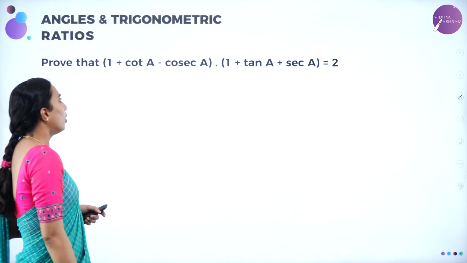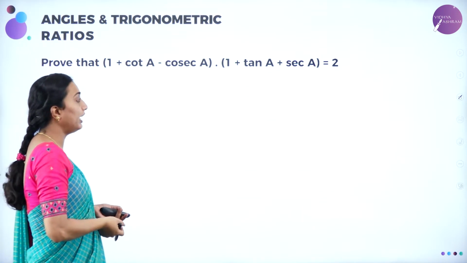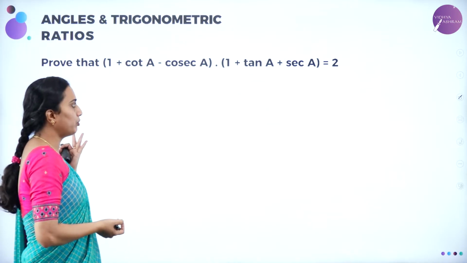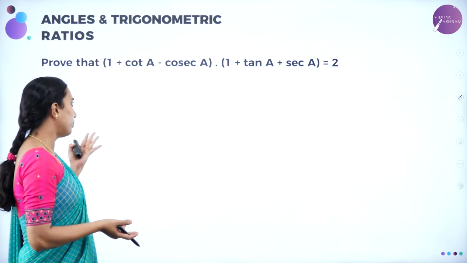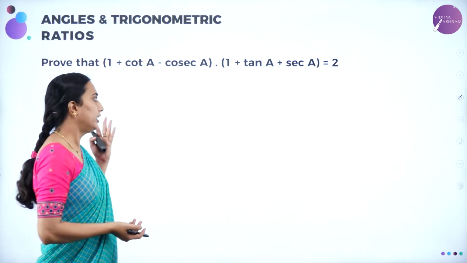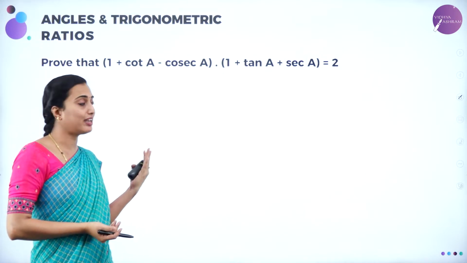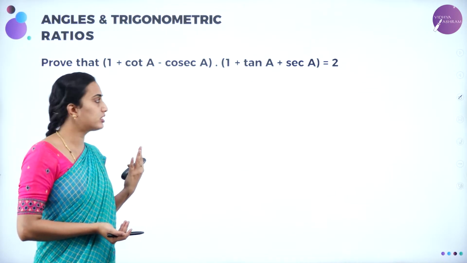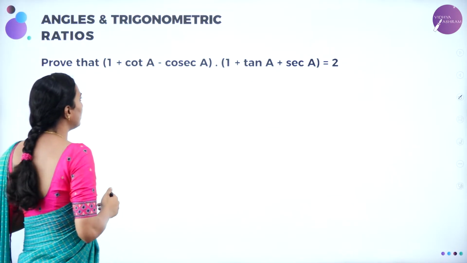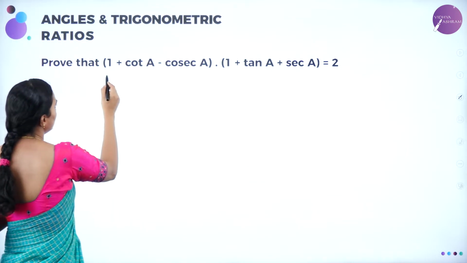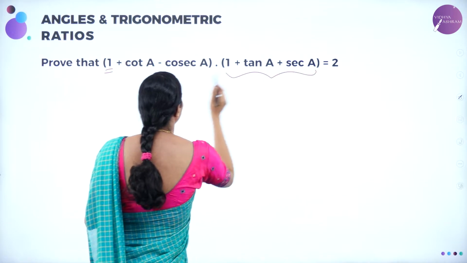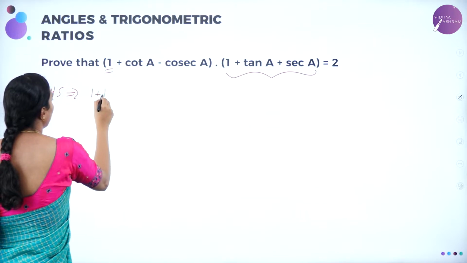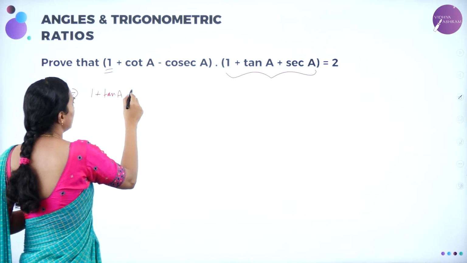What they've asked: prove that (1 plus cot A minus cosecant A) into (1 plus tan A plus secant A) is equal to 2. You can take this either by multiplying, or by writing cot A as cos by sin, tan A as sin by cos, secant A as 1 by cos. That also you can do it, right? Therefore here I am going to do multiplication. See, 1 will be multiplied with all the terms. You are going to get left hand side as 1 plus tan A plus secant A.